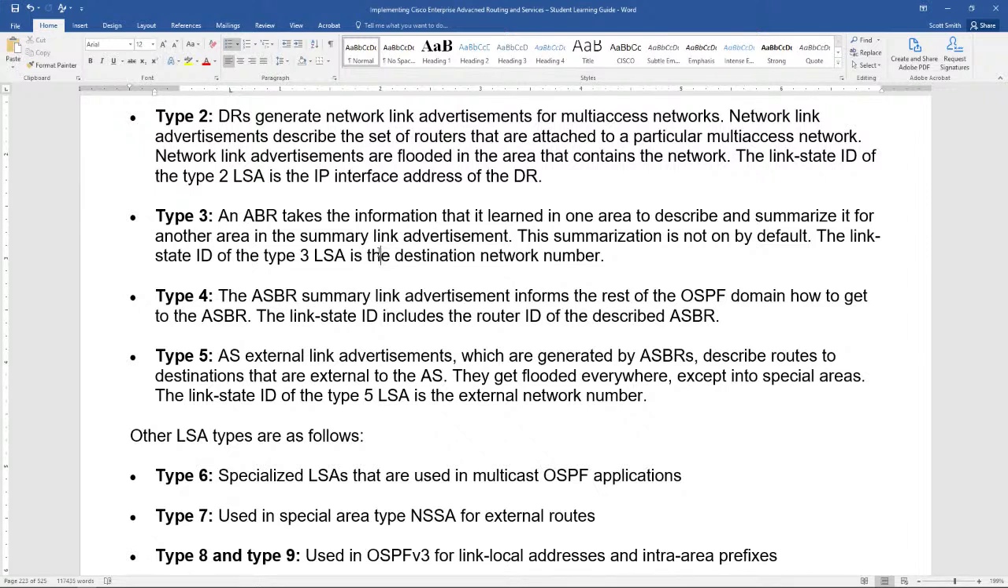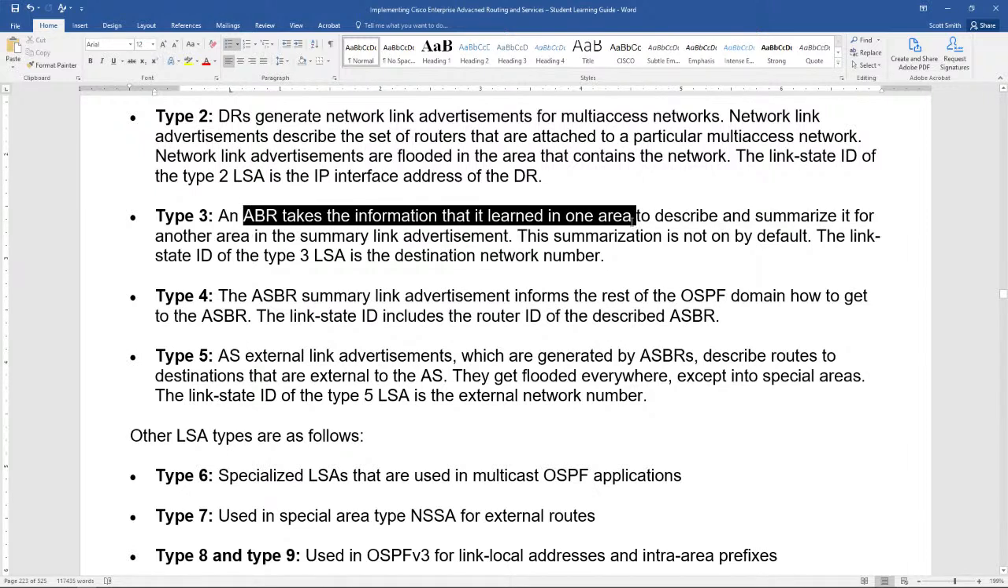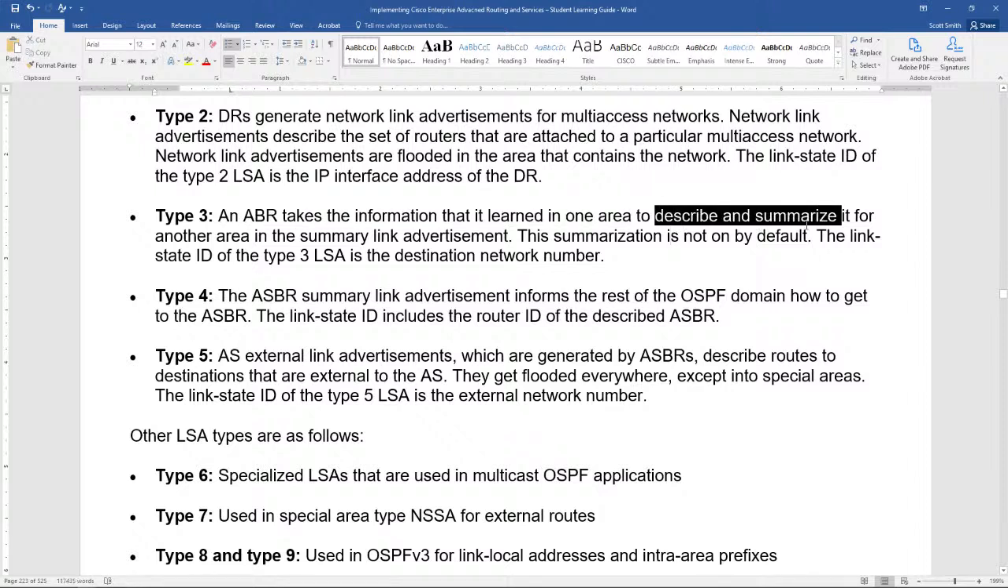So who generates type 3 LSAs? An ABR. What is the scope? It's inter-area. And what is the purpose of a type 3 LSA? It describes or represents a summary of type 1 LSAs. So the ABR takes information that it learns from one area, say area 0, and describes that information as a summary into other areas.